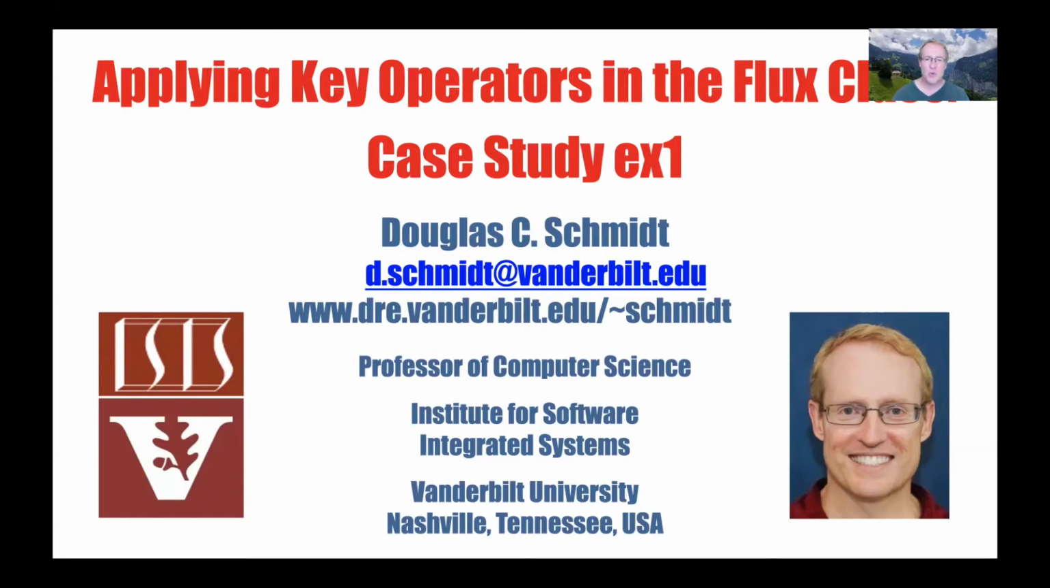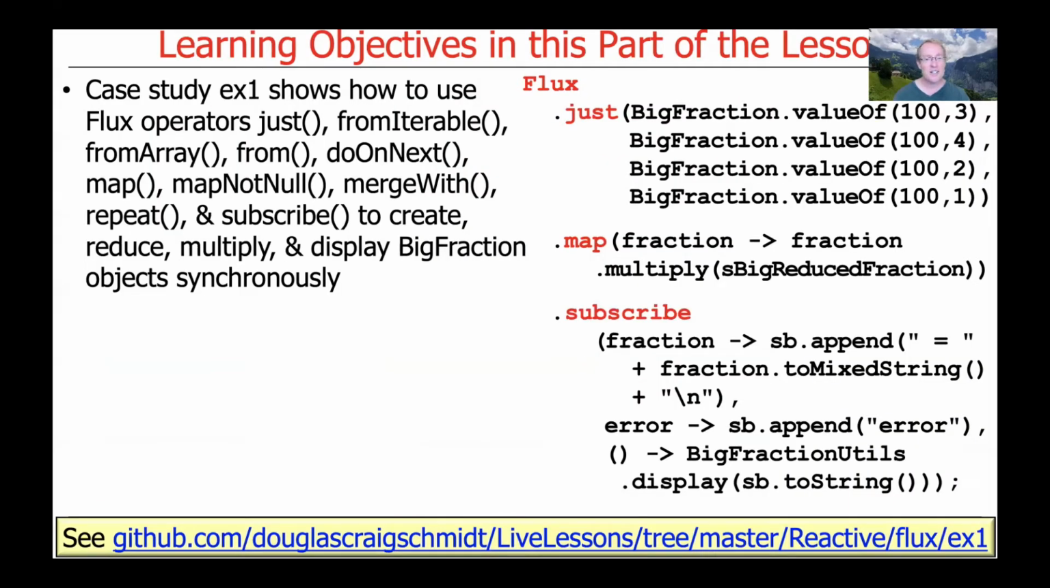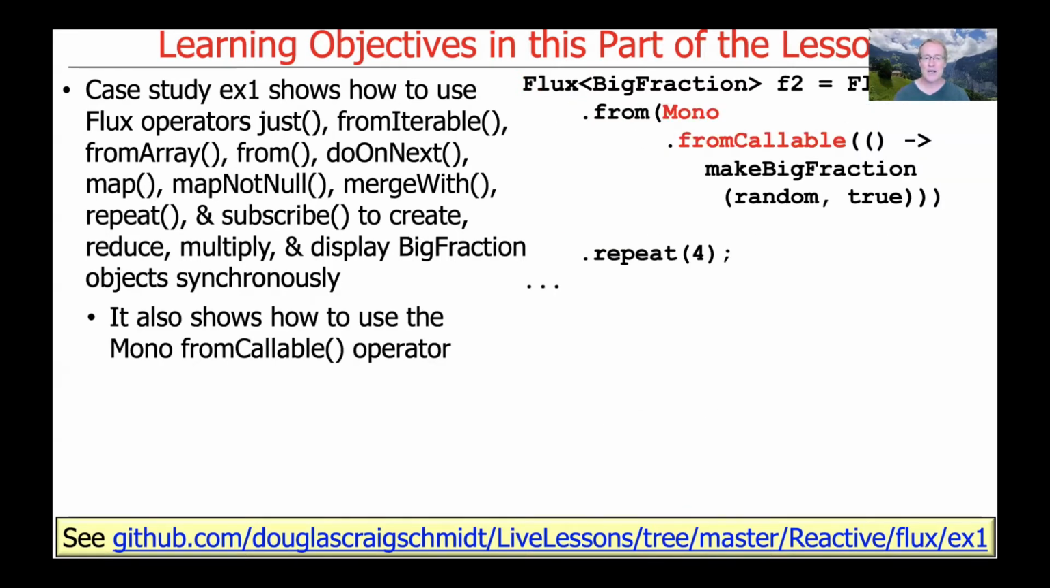Welcome to Case Study ex1, where we'll show how to apply key operators in Project Reactor's Flux class. In particular, this case study shows how to use Flux operators like just, fromIterable, fromArray, from, doOnNext, map, mapNotNull, mergeWith, repeat, and subscribe to create, reduce, multiply, and display big fraction objects synchronously. It also shows how to use the Mono fromCallable operator.